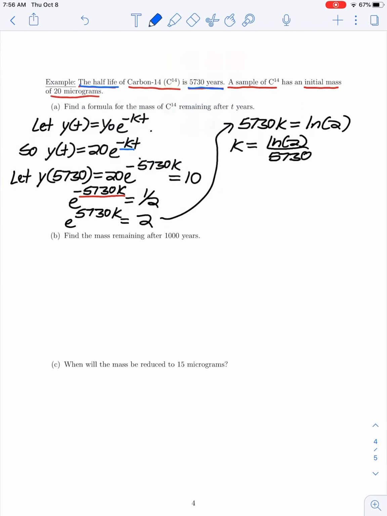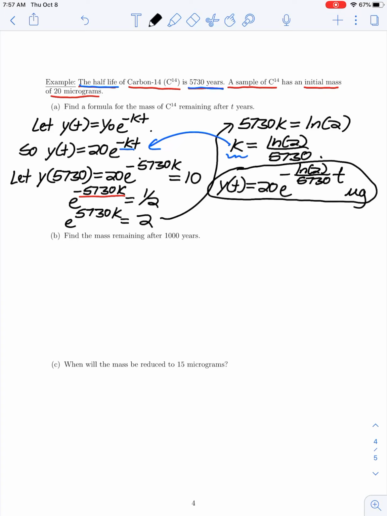And once I have this value for k, I'm going to take it and substitute back into my expression for y of t. So we have y of t is given by 20 times e to the negative k, which was natural log of 2 over 5730 t, where this was being measured in micrograms. So we found our formula for the mass remaining after t years.